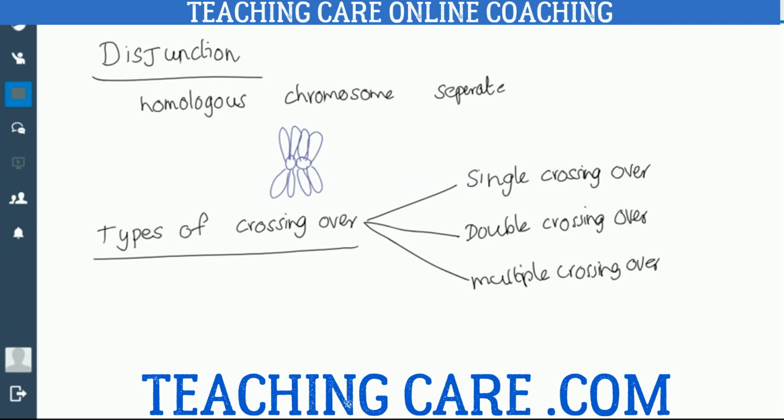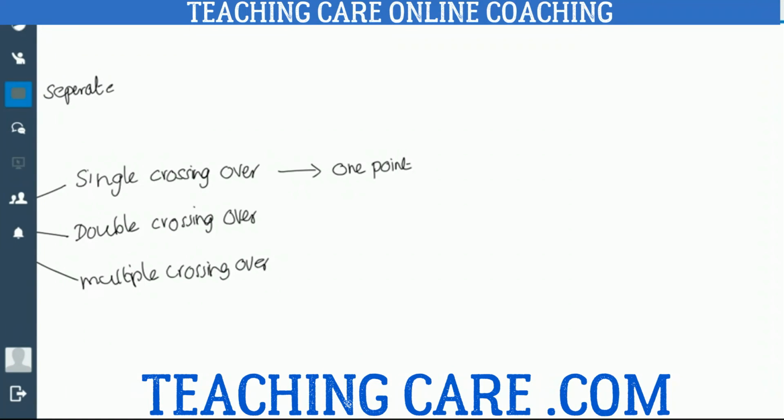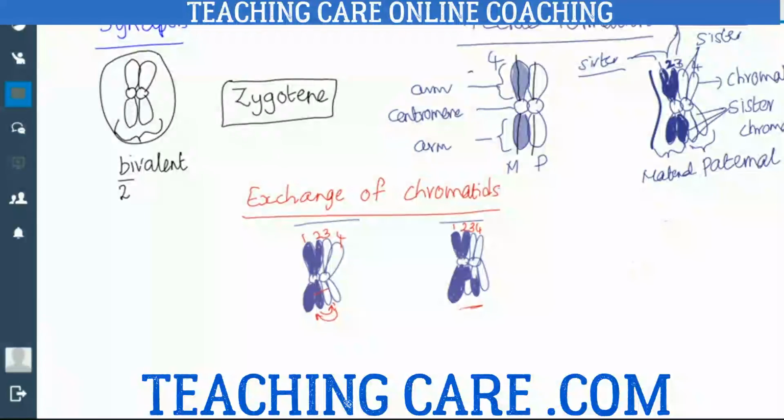Okay. So single crossing over means crossing over has taken place at only one point. Till now what we discussed is single crossover. So what I told in the process of crossing over is crossing over has taken place at only one point. At only one point means only this point crossing over has taken place. Okay.